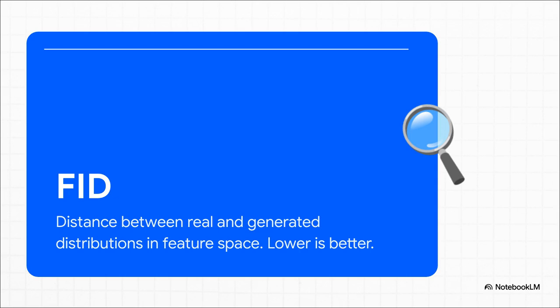So FID stands for Fréchet Inception Distance. Put simply, FID measures just how similar a batch of generated images is to a batch of real images. And because it's measuring a distance, you want the score to be as low as humanly possible. In theory, a score of 0 would mean your generated images are statistically indistinguishable from the real deal.